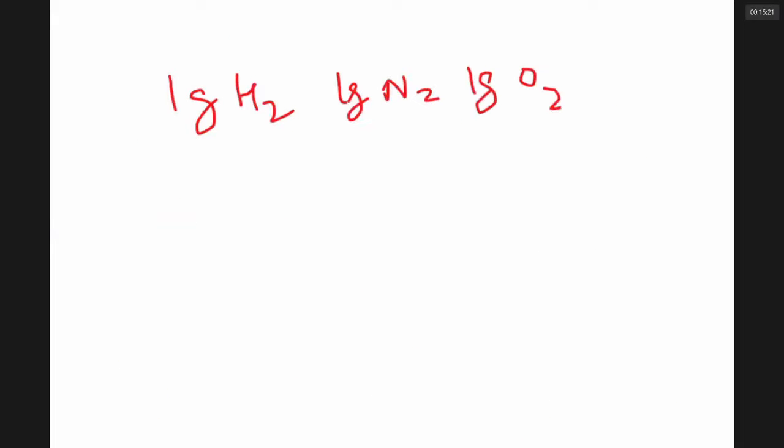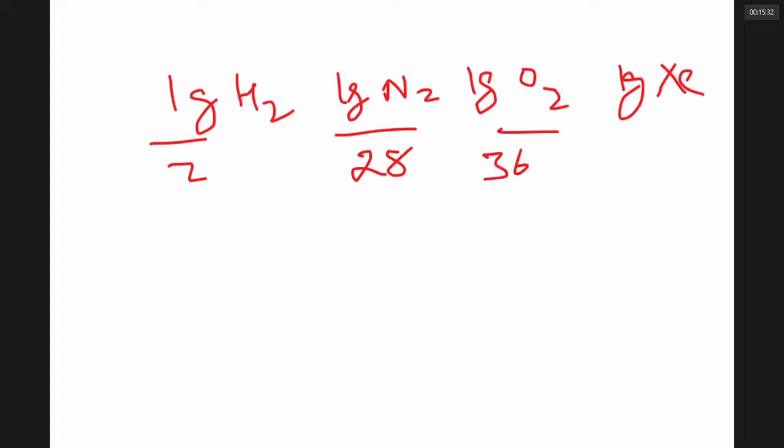Sir, if I take 1 gram hydrogen, 1 gram nitrogen, 1 gram oxygen, 1 gram xenon, which has more molecules? Hydrogen, sir. Because its molecular weight is 2, it is 28, it is 32, and it is how much, sir? Xenon. Xenon atomic weight is how much, sir? Something like 120, right?